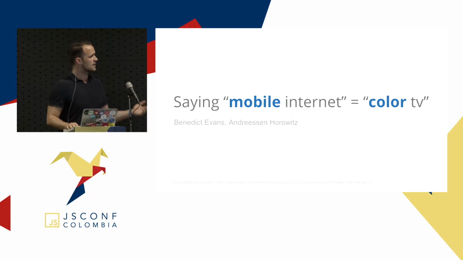And I just want to emphasize this point from Benedict Evans: saying mobile internet is the same as saying color TV. You don't say, I have a color TV at home. You say, I have a TV, or maybe you don't even have a TV. It's kind of implied that the way we go online today is from a mobile device. There's no such thing as the mobile internet. It is the internet. And it's going to be the internet for the next billion going online.